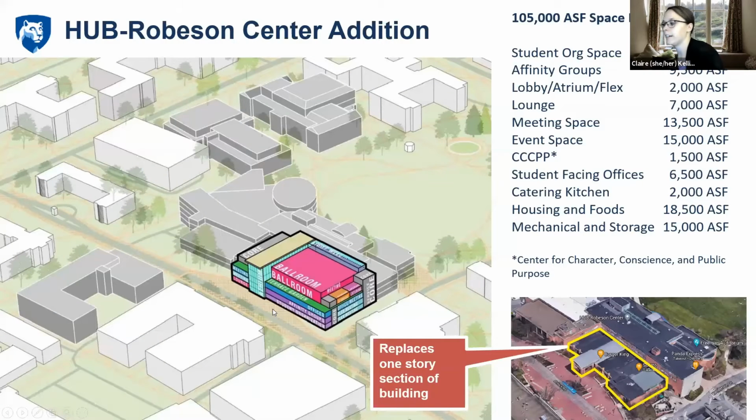So the Hub Robeson Center Edition, you can see it pictured here. Basically, this is just a 1-floor story right now. But they want to add a ballroom, different office space, affinity group space for cultural organizations, multicultural student organizations, and other broad student organization space. They want to add different lobby and flex areas, as well as student-facing offices. And on the very bottom floor, they would also expand the university dining options on the 1st floor, and you can see it's replacing this first floor area in the hub.